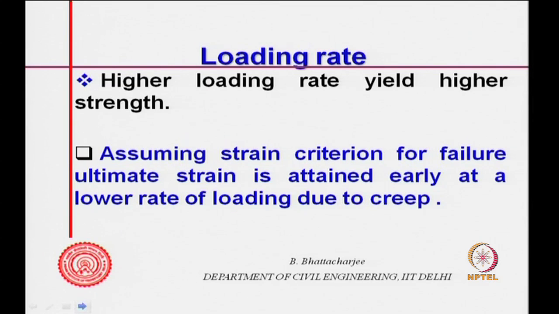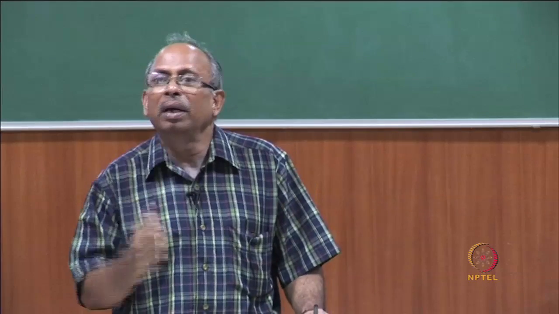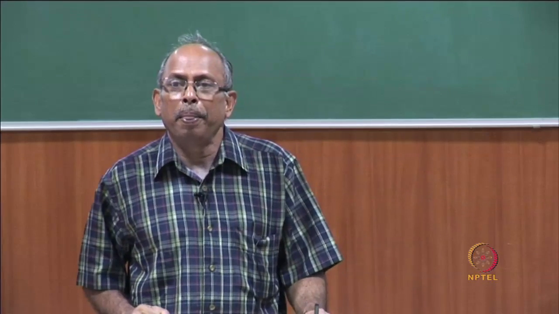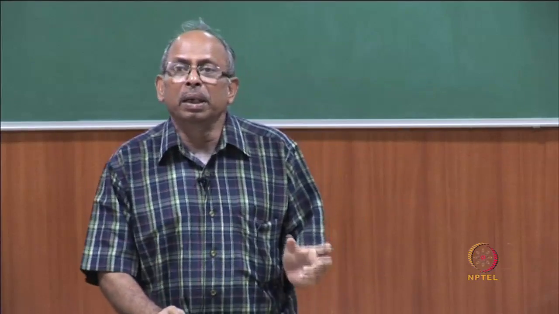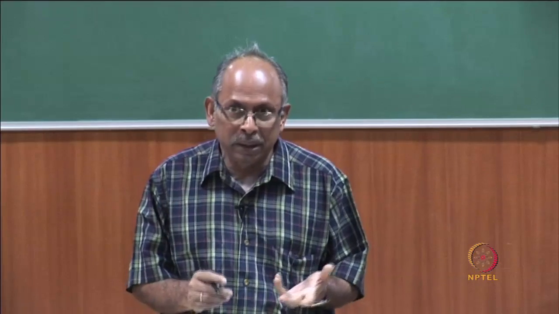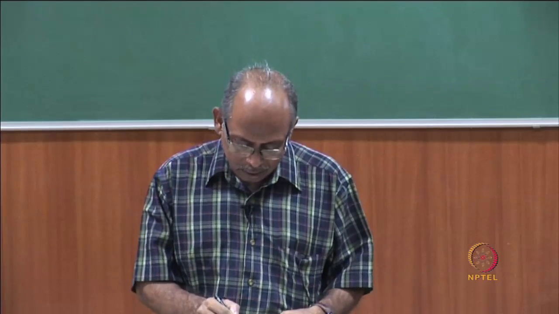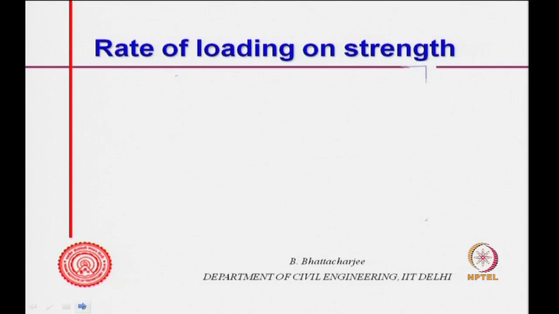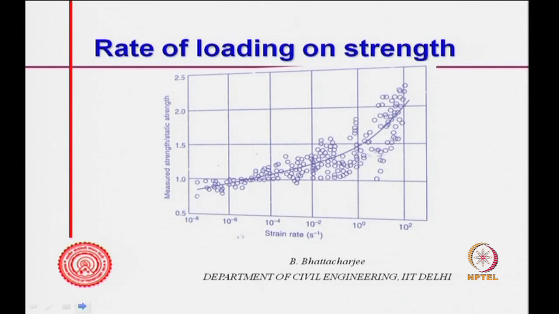So, the cube test specimen used in concrete construction, when tested, the testing machine must have a mechanism to control the rate. The ultimate strain is attained early at a lower rate of loading due to creep. That is what we are saying: supposing we assume that the strain is where it fails and fracture occurs. So, the rate of loading has an effect on strength. For example, if you put strain rate per second against measured strength, a higher strain rate increases strength, a lower strain rate decreases strength.